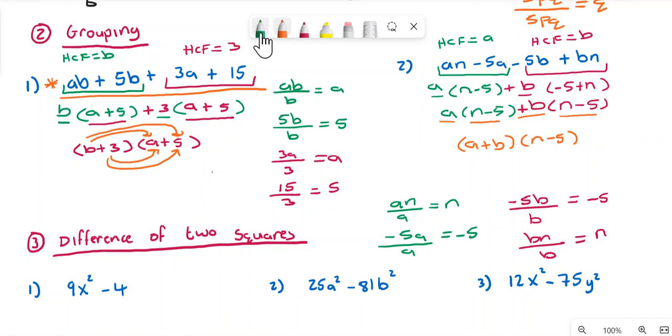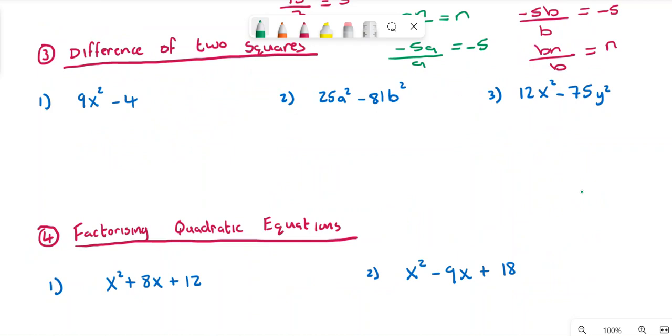And then again, how do we know we're right? When you multiply them out, this multiplied by this, and this multiplied by this, it will give you this original expression that you started off with. Basically what we've done is taken this complicated expression and simplified it into two terms that when they multiply by each other give you this expression up here. That's the factorizing by grouping method.